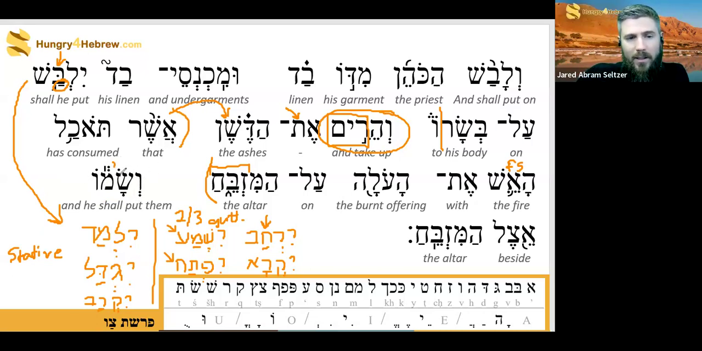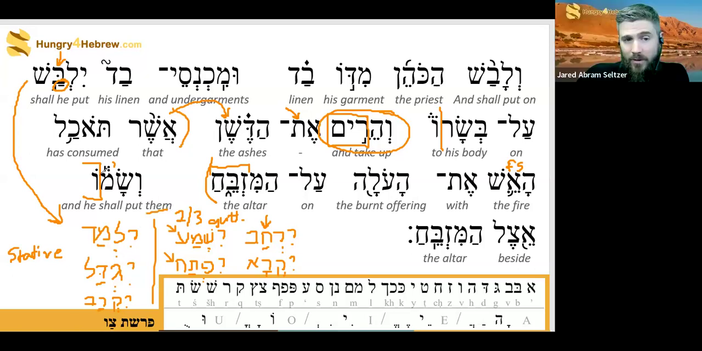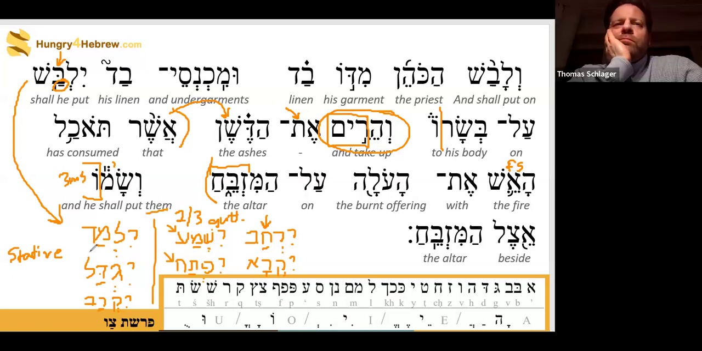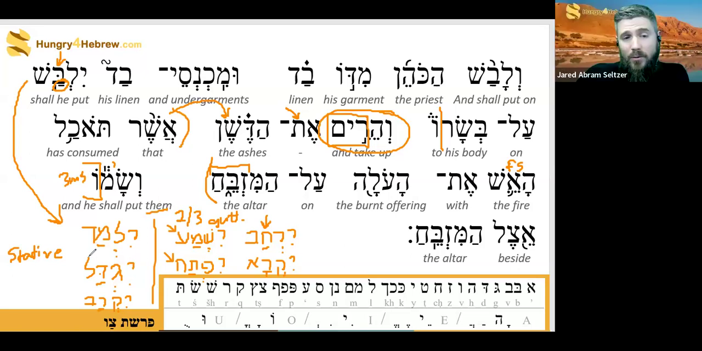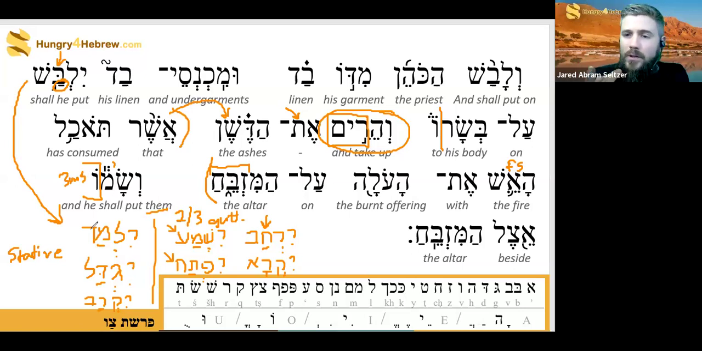Vesamo, and he shall put o, refers back to what? Them. I see the word them, but this means him. So what's it referring to? He. Him. It is. Who's the he? Who's the him? Whoever is going to put on the thing. Aaron. No. Okay. The Aaron's the one doing the verb. He's the subject of the verb, and he shall put. So Aaron is the he right here.